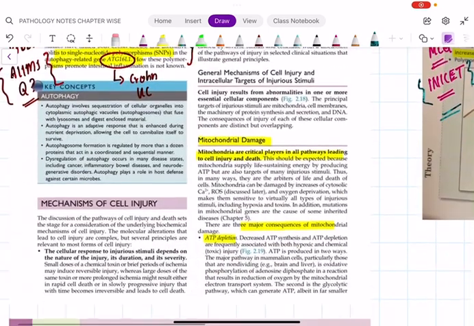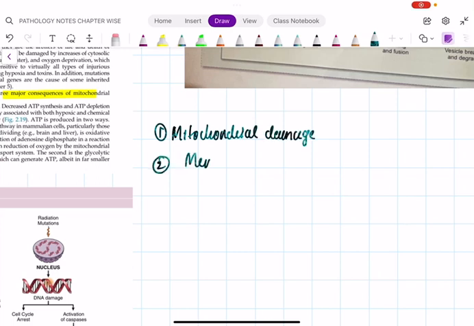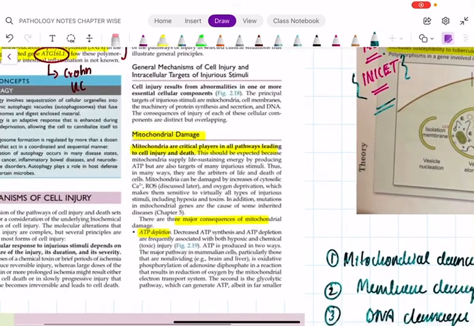Fine. So first, there will be mitochondrial damage, there will be membrane damage, there will be DNA damage. Remember these 3 damages, children. Number 1 is mitochondrial damage. Number 2 is membrane damage. Number 3 is DNA damage. These are the 3 major mechanisms of cell injury. We are going to see them one by one.